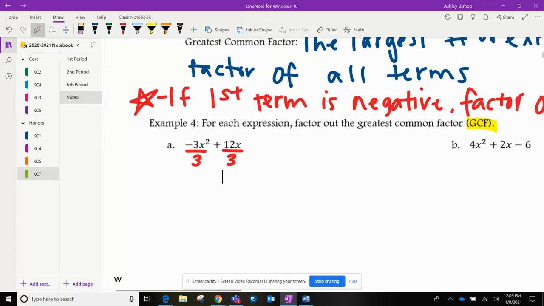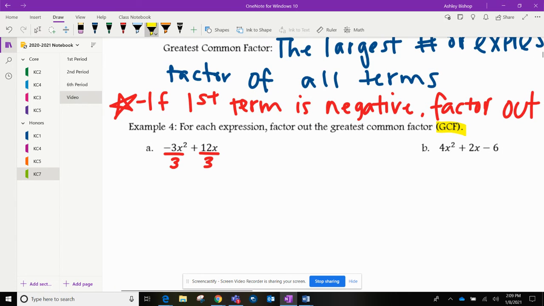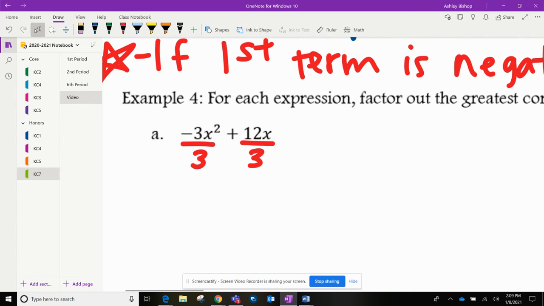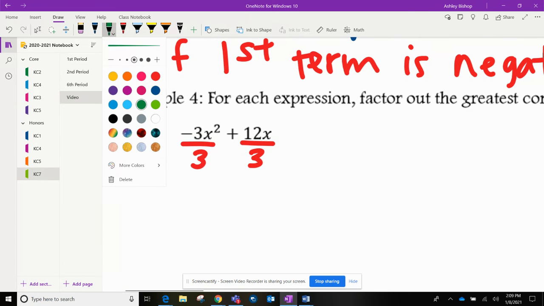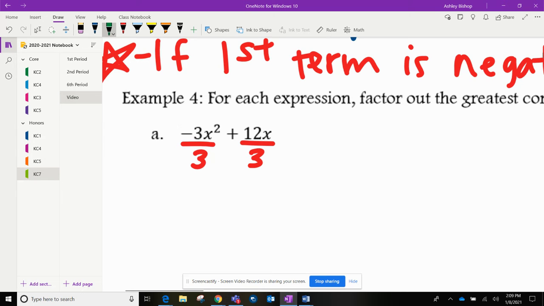But remember, we said if the first term is negative, factor out a negative. So whatever number you decide, we need to take the negative of that. So remember, my first term was -3. So I'm going to divide both things by a -3 so that I get rid of the negative. I need to factor out a negative.